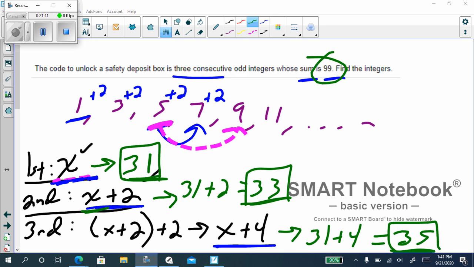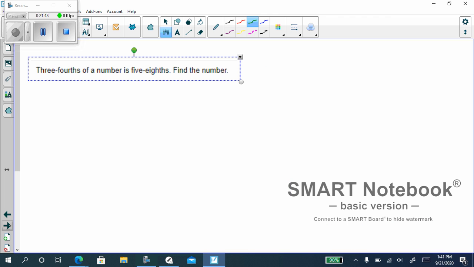Well, let's look at one more. 3/4 of a number is 5/8. So 3/4. Typically when we see of, that means multiply a number. We don't know what that number is. So 3/4 x equals 5/8. So that's our equation. So we want to get x by itself.